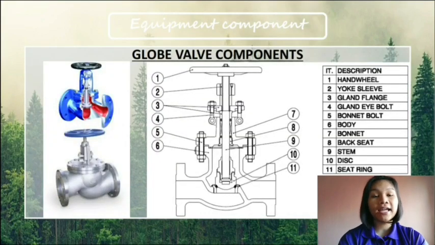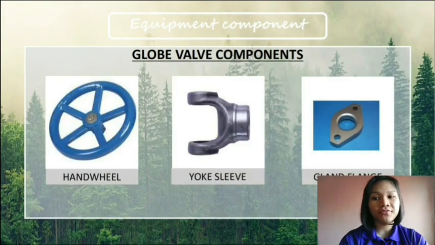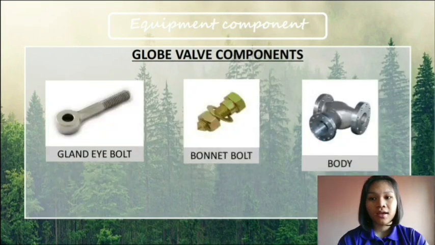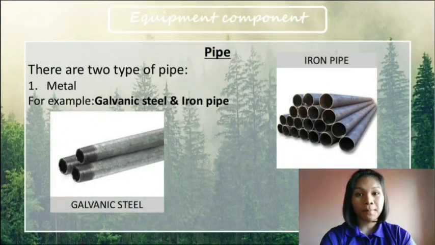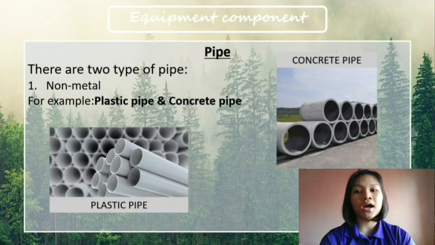For globe valve, there are 11 components in it, namely hand wheel, yoke sleeve, gland flange, gland eyeball, bonnet bolt, body, bonnet, seat, stem, and seat ring. As for the pipe, there are two types of pipe, which are metal and non-metal pipe. Examples for metal pipes are galvanized steel and iron pipe. Meanwhile, examples for non-metal pipes are plastic and concrete pipes.